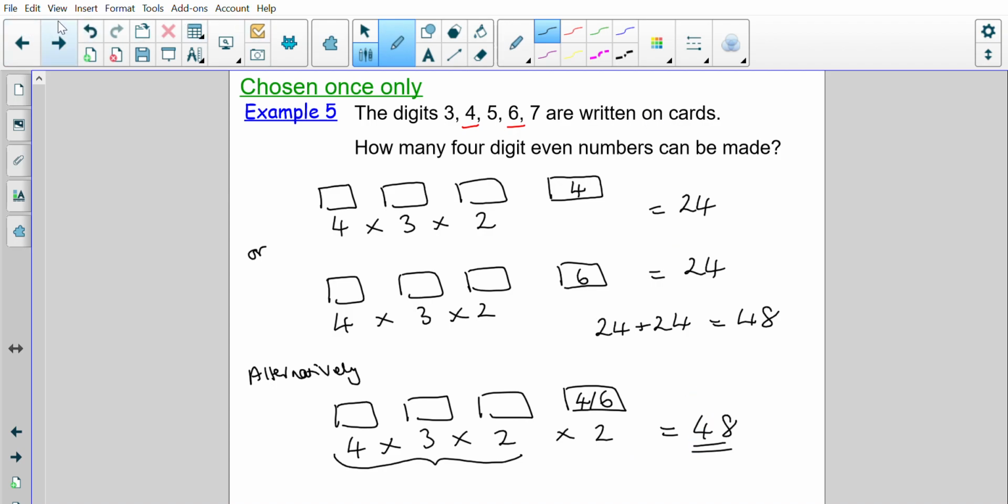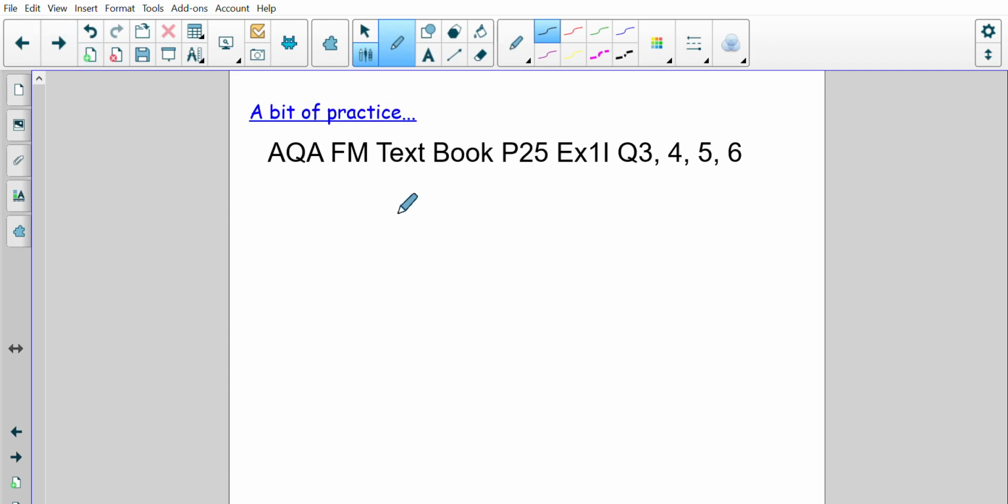Right, I'd like you to have just a little bit of practice of these type of questions. So I want you to again go to the AQA Further Maths textbook, exercise 1I, and try just questions 3, 4, 5 and 6 and mark them, and hopefully they should be quite quick.